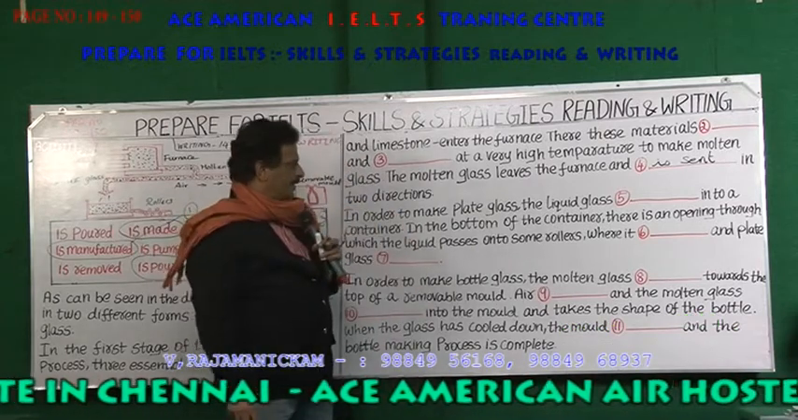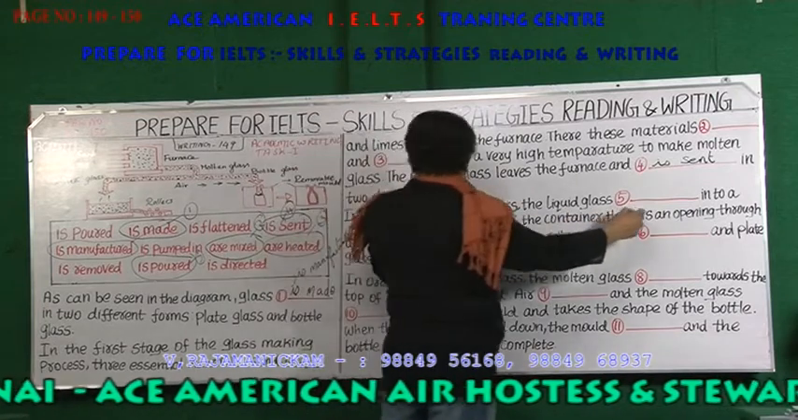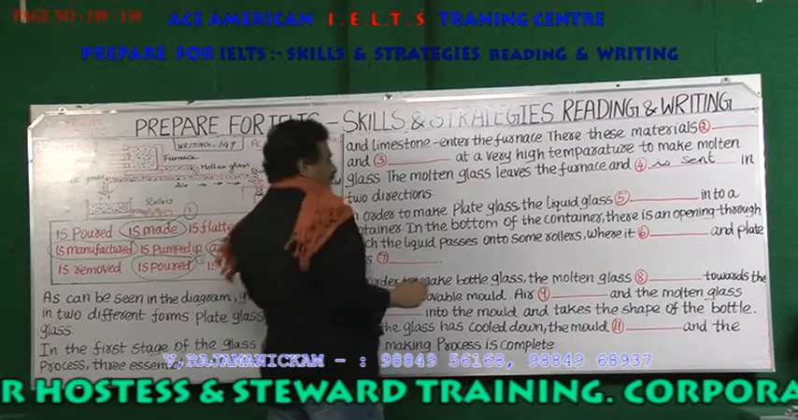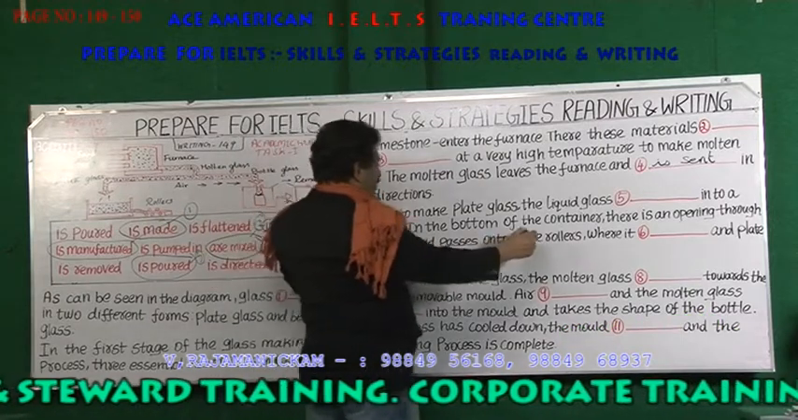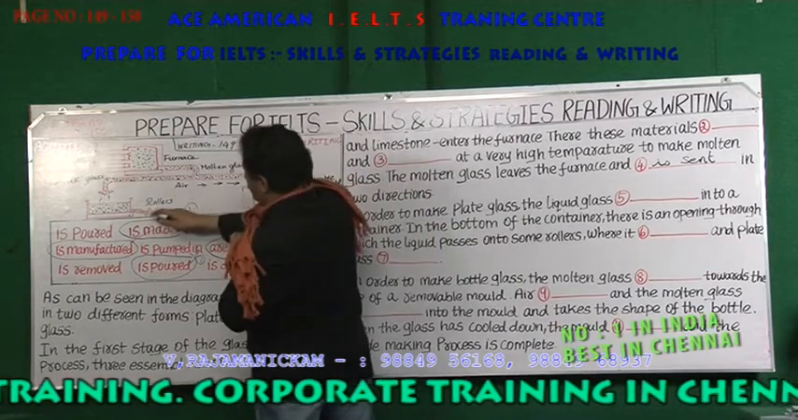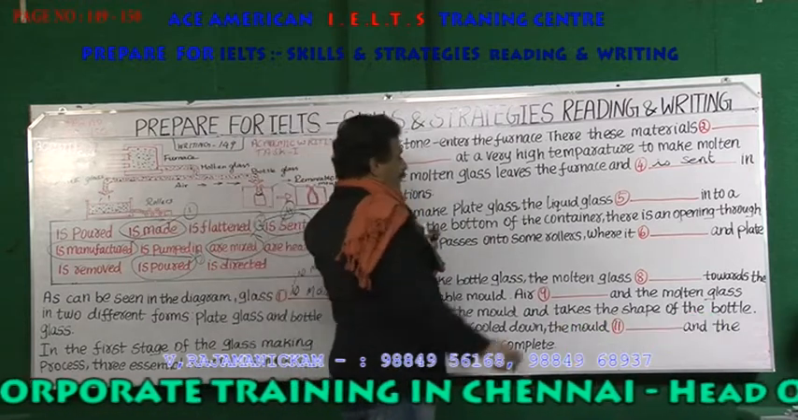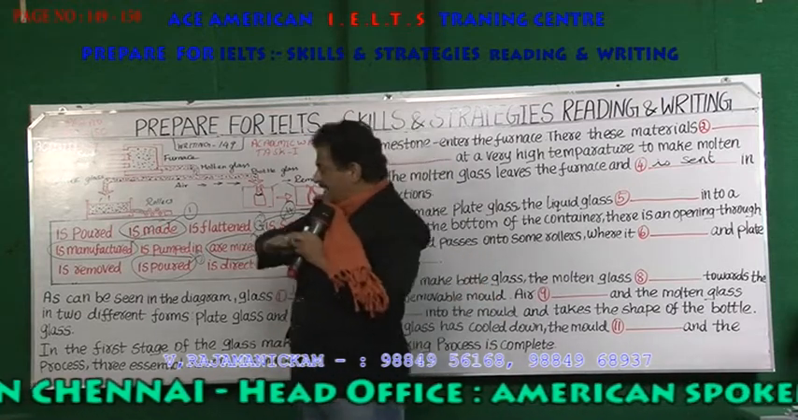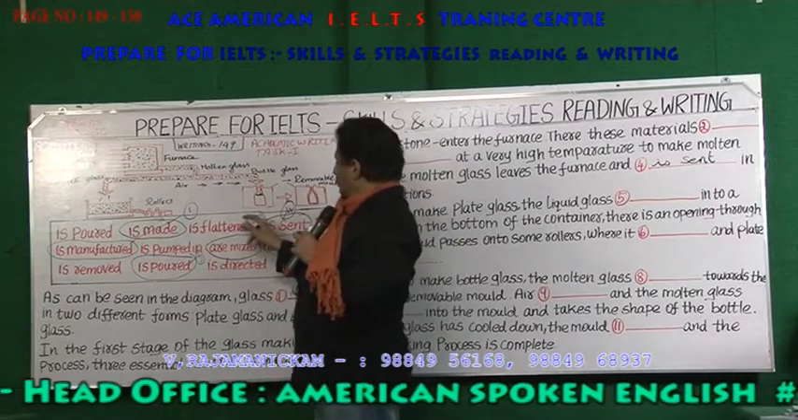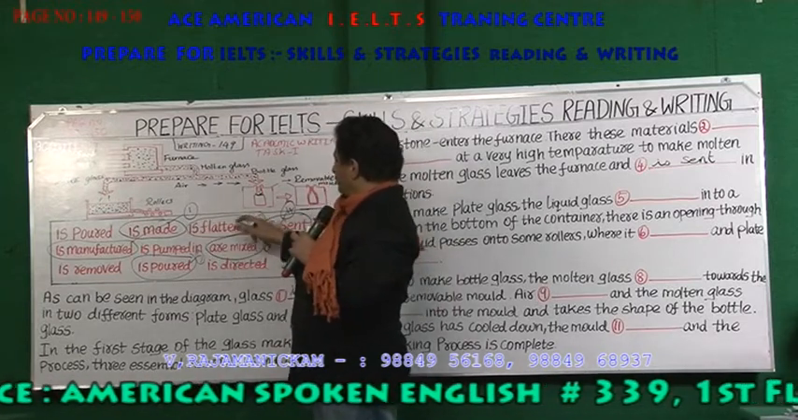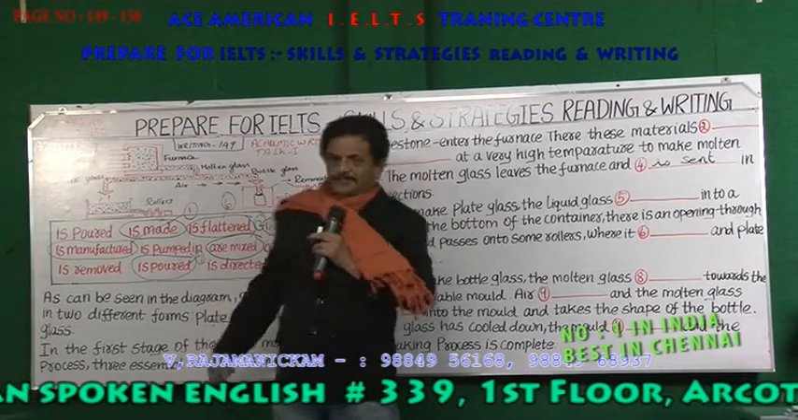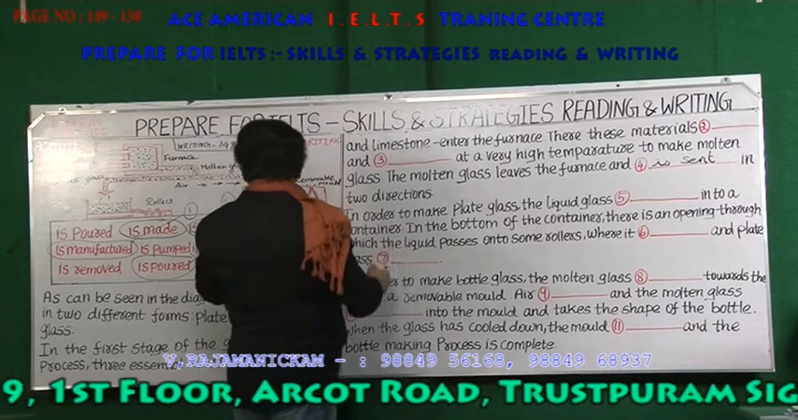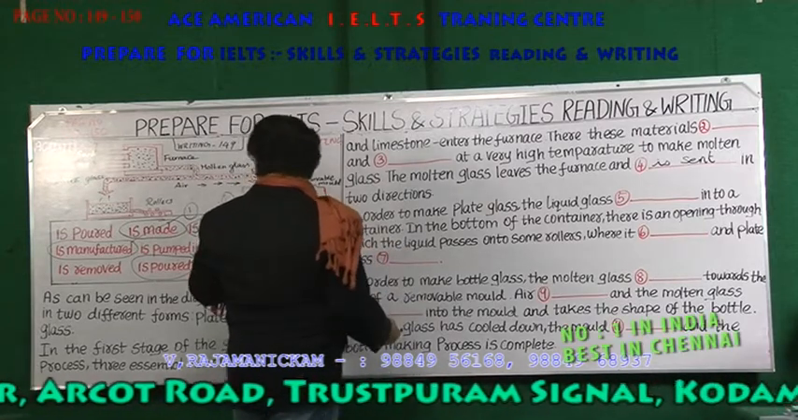In the bottom of the container there is an opening through which the liquid passes onto some rollers, where it is flattened, it's made straight. So what is the number here? 6, is flattened. Is flattened and plate glass is made or is manufactured. You can use either "is made" or "is manufactured."